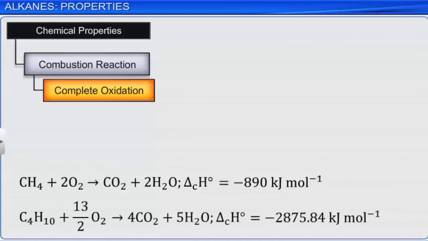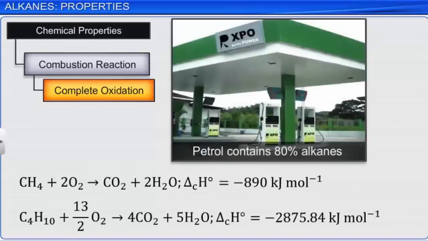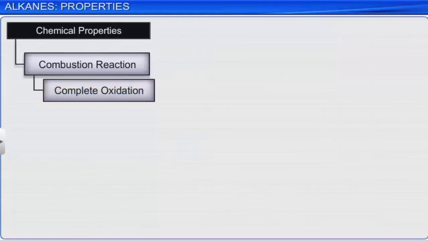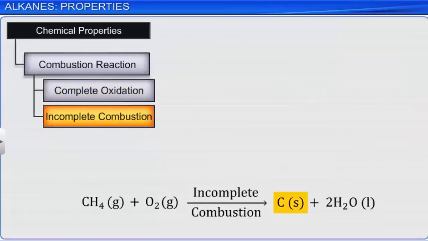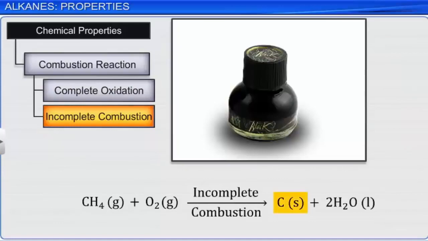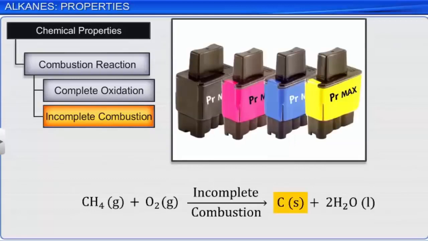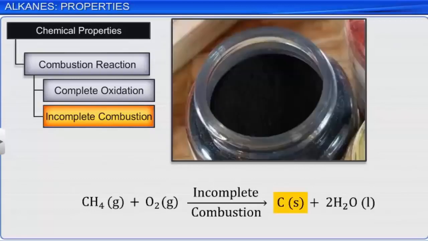In the presence of air or dioxygen, this is why alkanes are used as fuels. When alkanes undergo incomplete combustion, they form carbon black. It is used in the manufacturing of ink, printer ink, black pigments, and as filters.